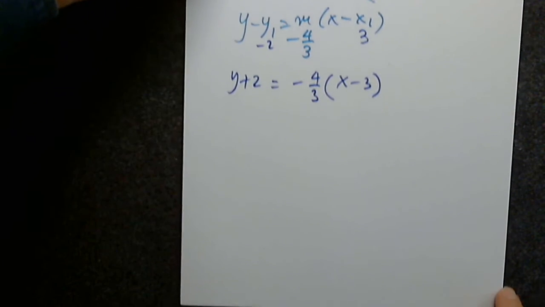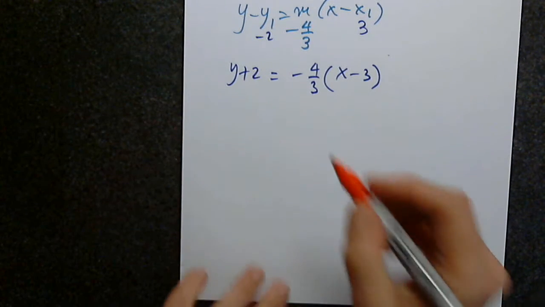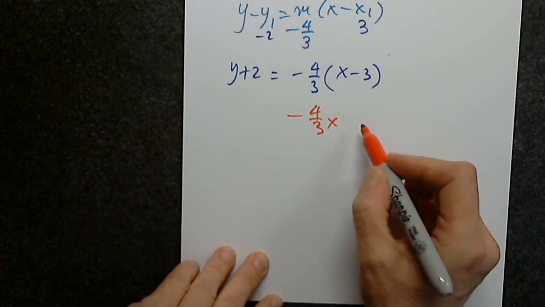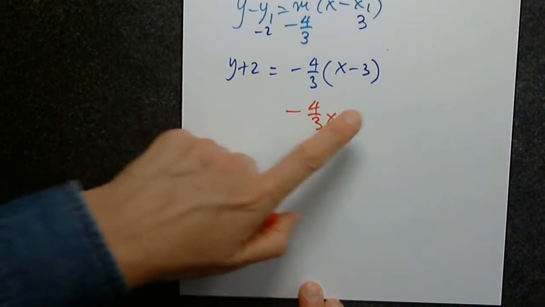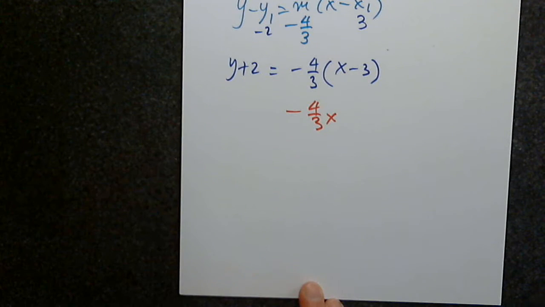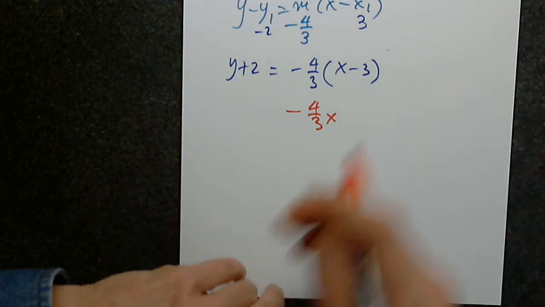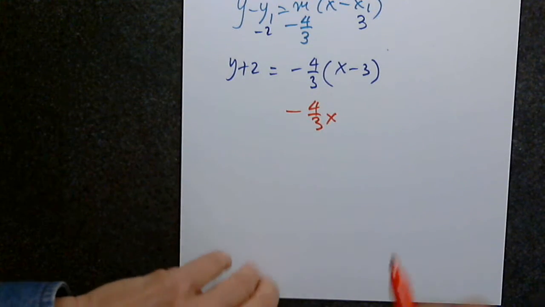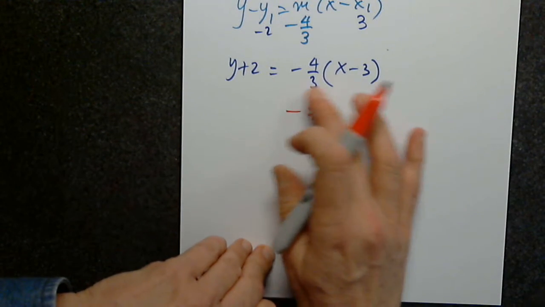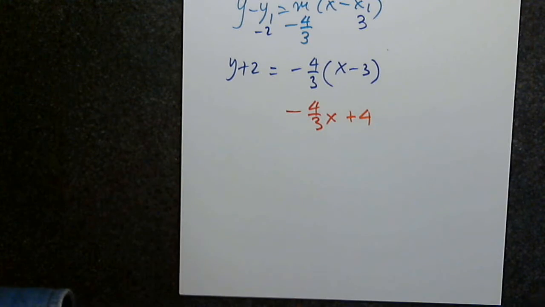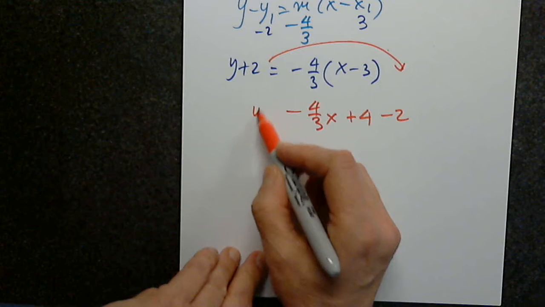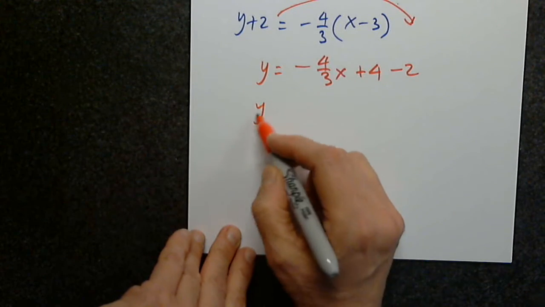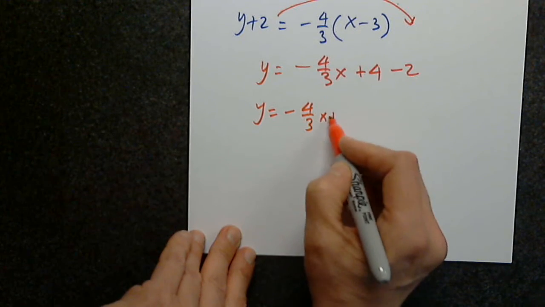by distributing. I'll distribute negative 4/3, negative 4/3 x. And what do I get? How much is negative 4 over 3 times negative 3 over 1? You don't have to do it in your head, just do it on this. Say it again. So it's positive, right? Because first of all, we multiply. So it's positive indeed 4. Correct. Perfect. So then we subtract 2. I have to move 2 to the other side. Excellent. So then y equals negative 4/3 x plus 4 minus 2.